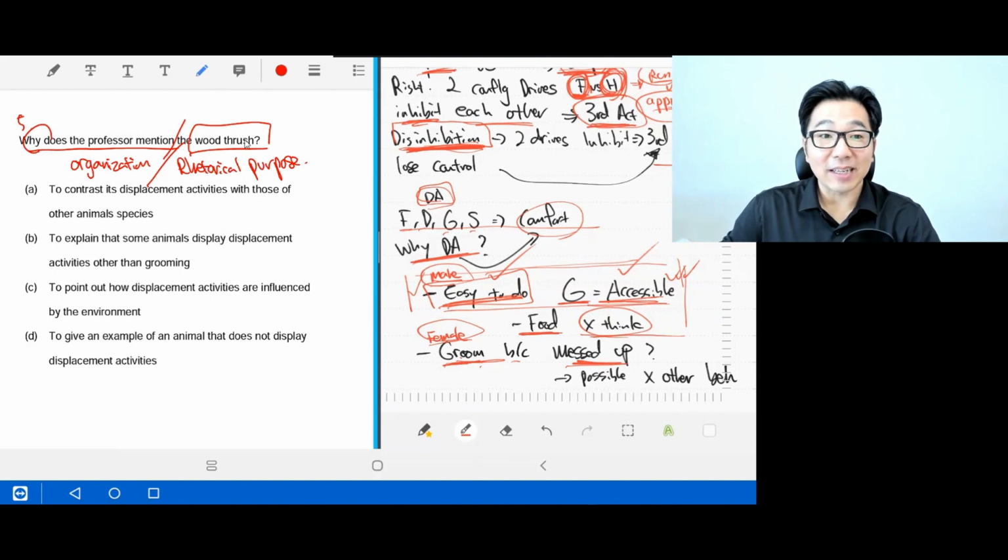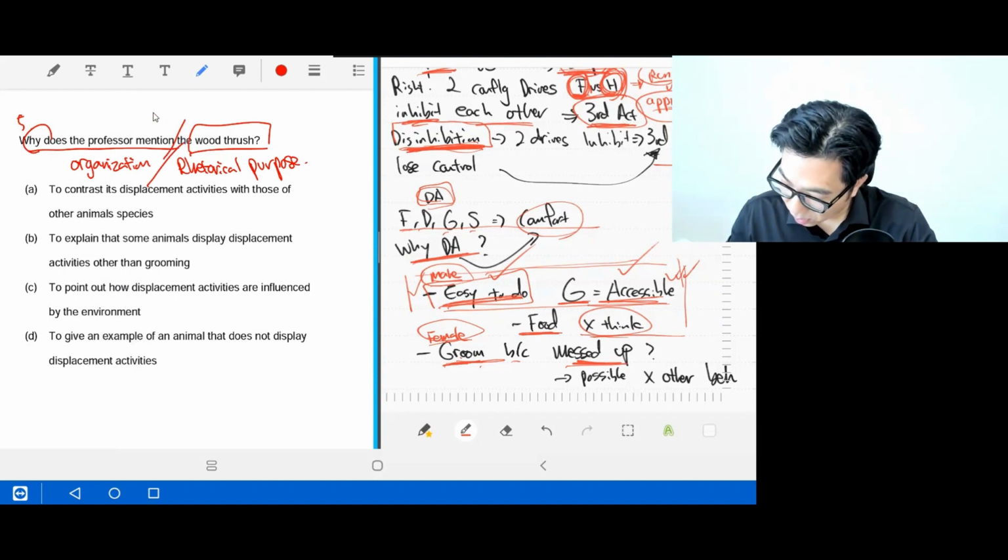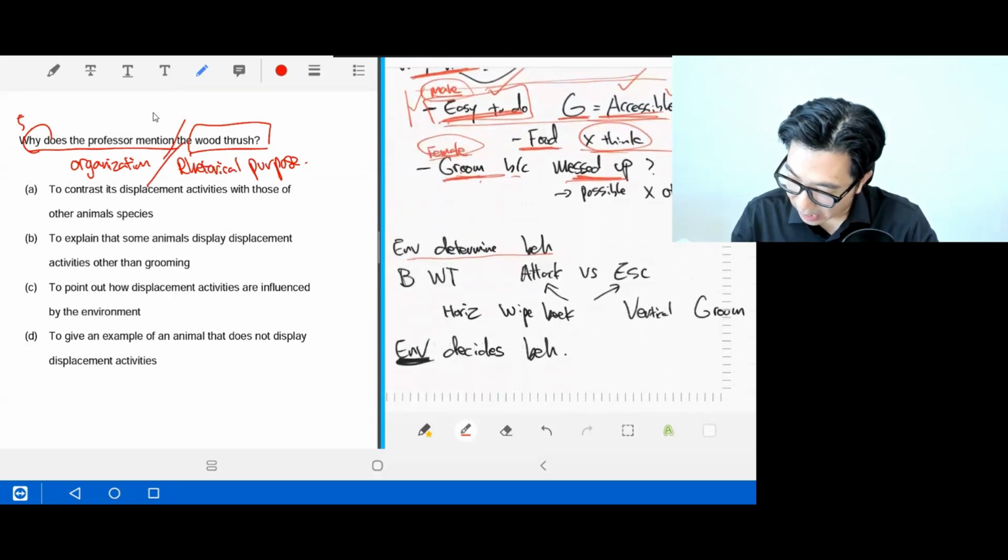Okay, all right. How is the passage organized? All right, to contrast something, to explain what professor wanted to explain, to point out something. The wood thrush is used as a tool to point out something, or wood thrush is used to give an example of something, right? Okay, so see, very, very similar, if not the same, as a rhetorical purpose in TOEFL reading. All right, so let's solve this question. Why does professor mention the wood thrush? Okay, let's go.